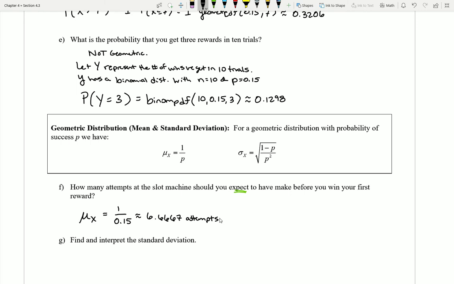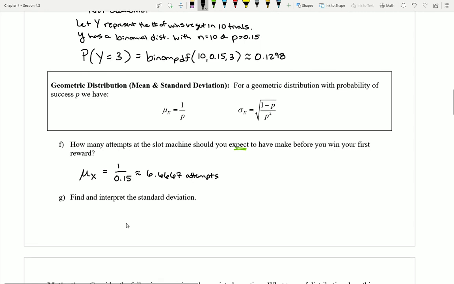So we would expect to have to pull the lever 6, almost 7 times before we get that jackpot, which is pretty good. Casinos do not usually have a success rate of like 15%. That's way too high. Okay, so now what about the standard deviation?